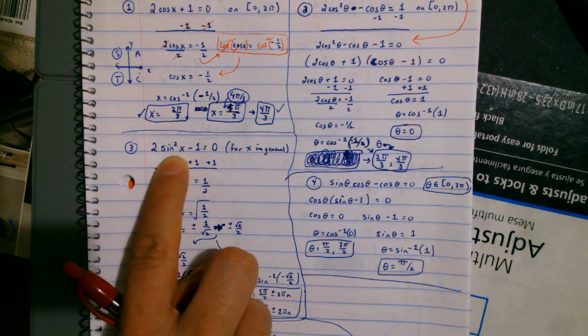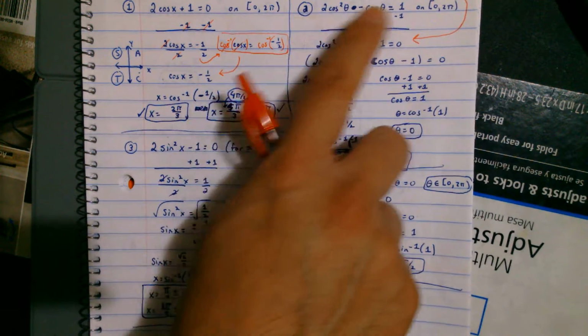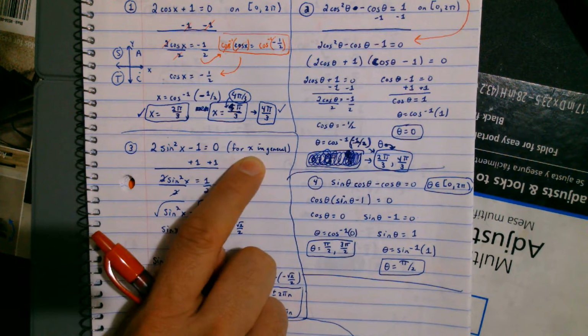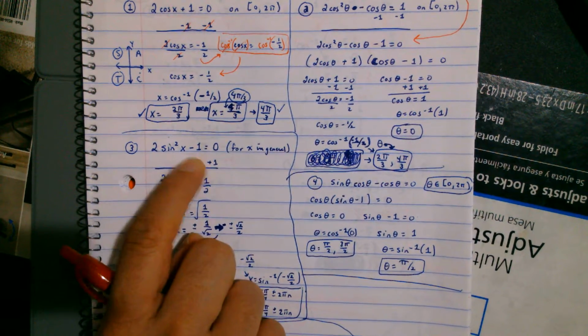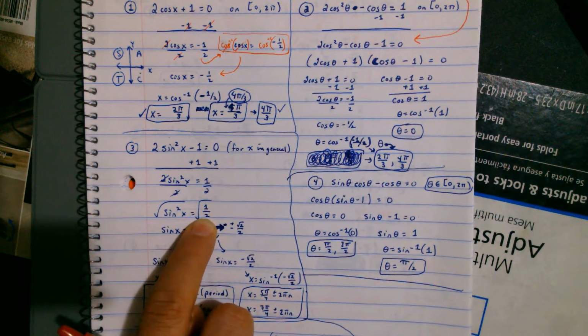Now this one, you don't have to factor because there's only one trig function. It's not an extra cosine there or an extra sine. So this one says for x in general, it wants all the answers. So add 1 to both sides and divide both sides by 2. Then take the square root of both sides.